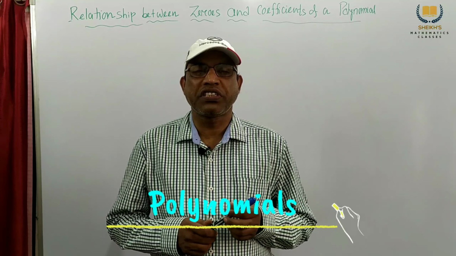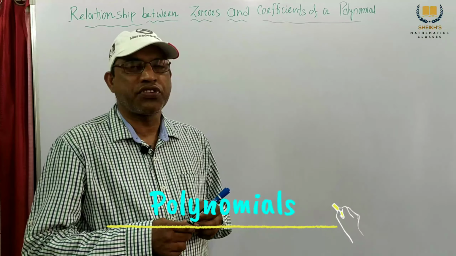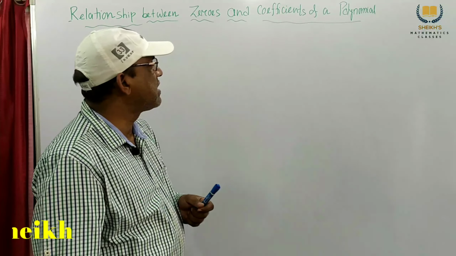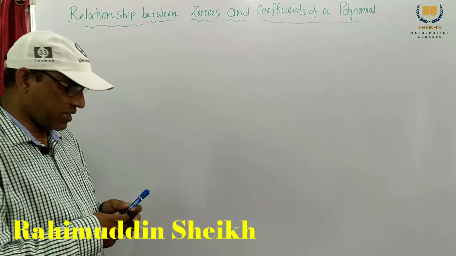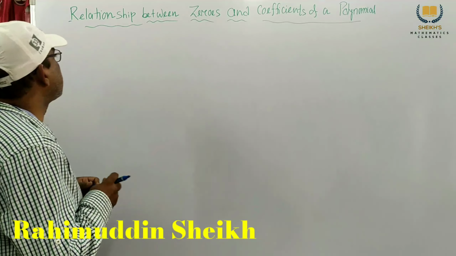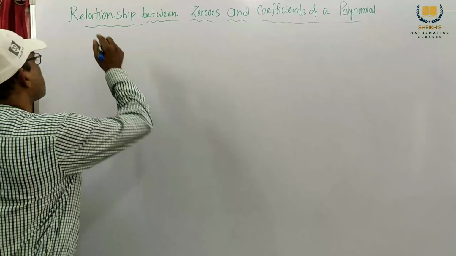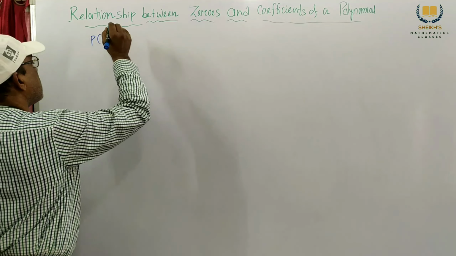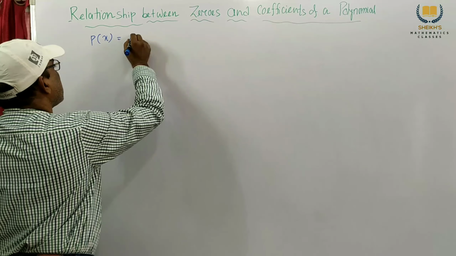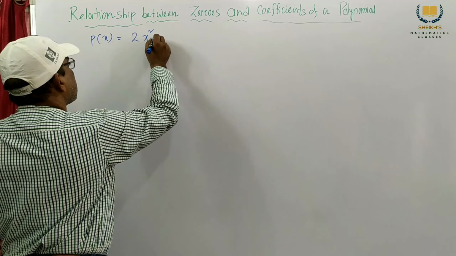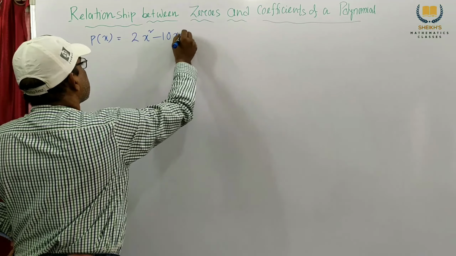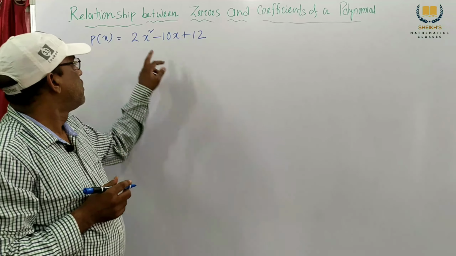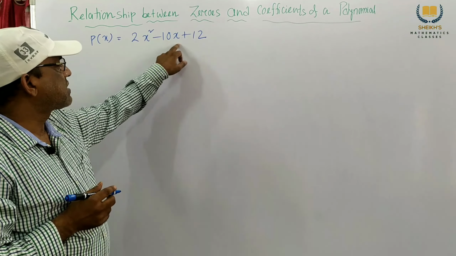Students, today we want to discuss the relationship between the zeros and the coefficients of a polynomial. What is the relation between zeros and coefficients? We consider one simple example. Suppose p(x) is a polynomial, given by 2x² − 10x + 12.